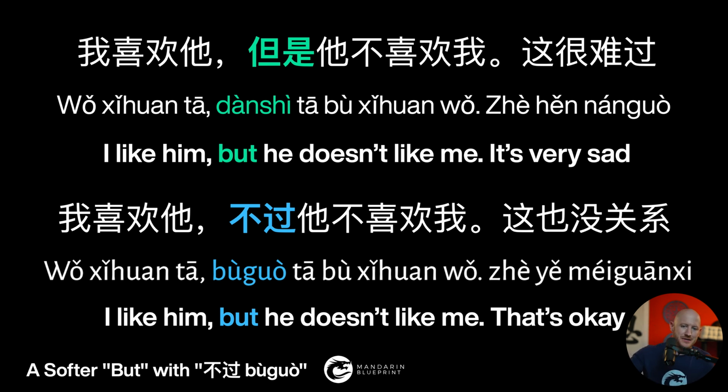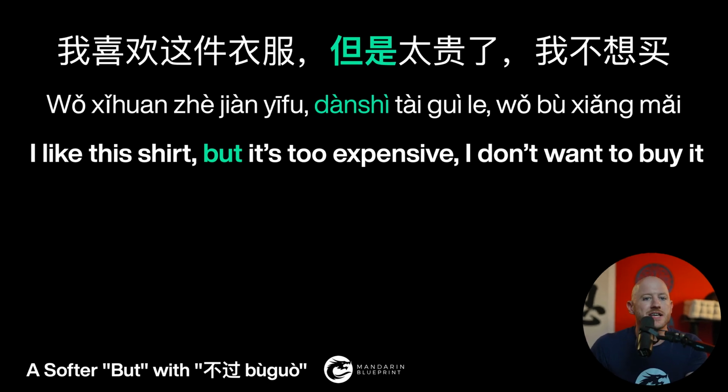And so that extra sentence that we tack on there is just trying to tell you how the person feels about it. 我喜欢这件衣服，但是太贵了，我不想买. I like this shirt, but it's too expensive. I don't want to buy it. It's no question about it. It is too expensive. 但是太贵了. By saying 但是 there, I'm not questioning whether it's too expensive or not. It is. So that's it. It's more stern.